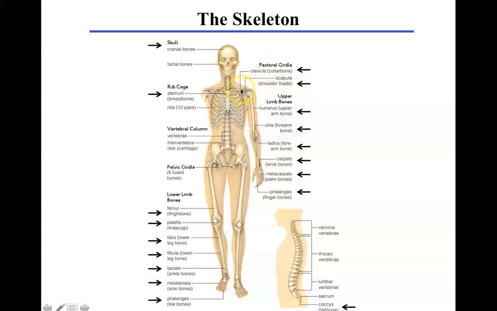Moving back up, the pectoral girdle consists of a clavicle right here. So the most frequently broken bone in the human body. The scapula is your shoulder blade. And then in your arm, you've got one big bone called the humerus. In your lower arm, you've got two bones, the radius and the ulna. And then you've got wrist bones called carpals, hand bones called metacarpals, and finger bones called phalanges.